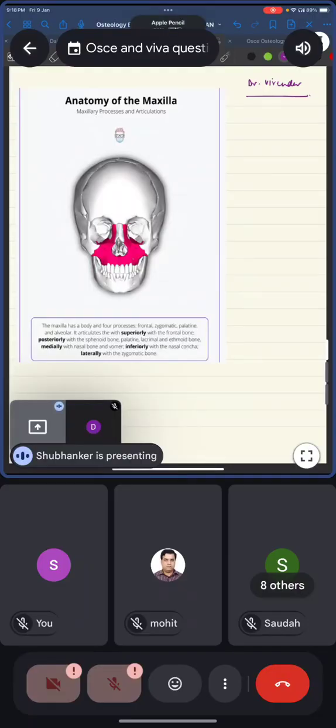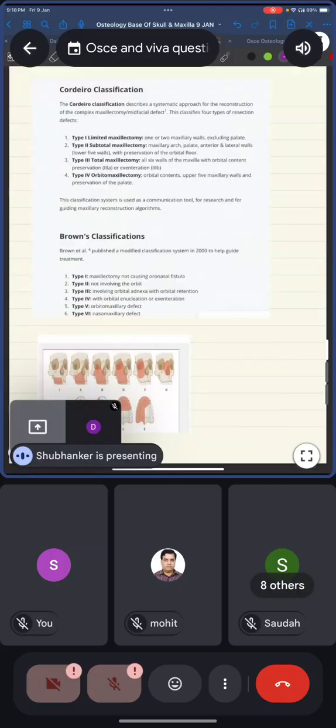Okay. So guys, again, requesting 15 minutes of your attention, please. So the first thing they will ask you is, what is the classification of maxillectomy or maxillary defect? Two names you have to remember: Cordeiro and Brown. How can you remember it? It's like in Max Hospital, you do BC. B is for Brown's classification, C is for Cordeiro classification.